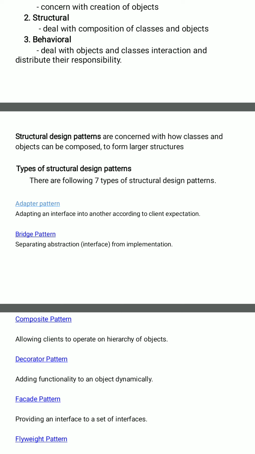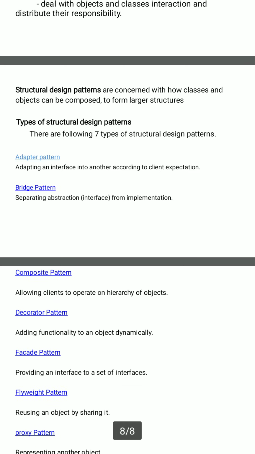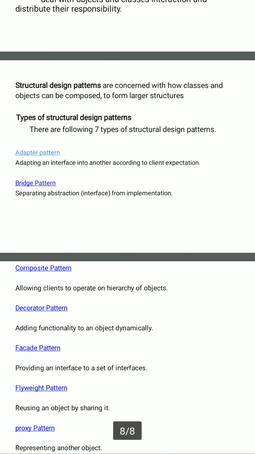Now let us see the types of structural design patterns. Actually, there are 7 types of structural design patterns. In this third module, he has given a full, detailed explanation of all these 7 patterns. Let us see them one by one in brief. After that, we are going to deal with each pattern in detail. First is the adapter pattern, bridge pattern, composite pattern, decorator pattern, facade pattern, flyweight pattern, and the proxy pattern.